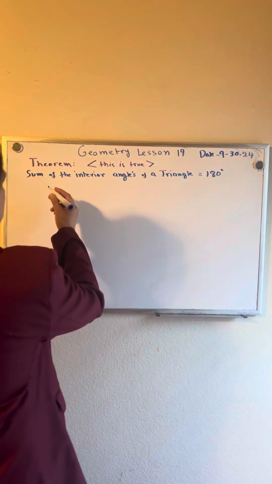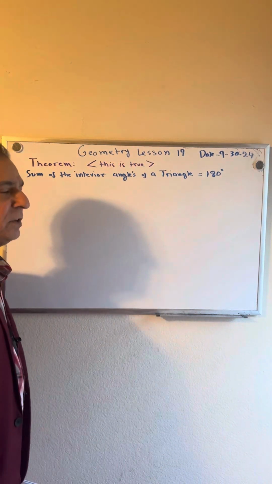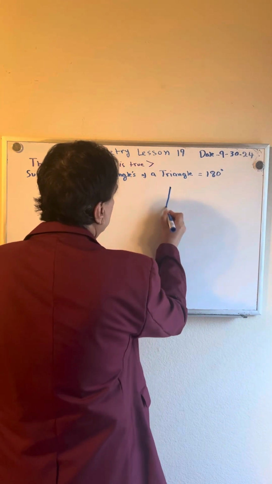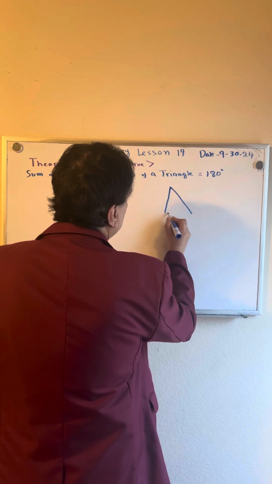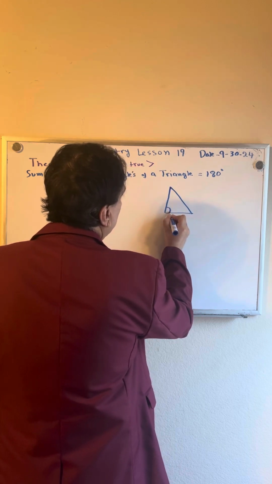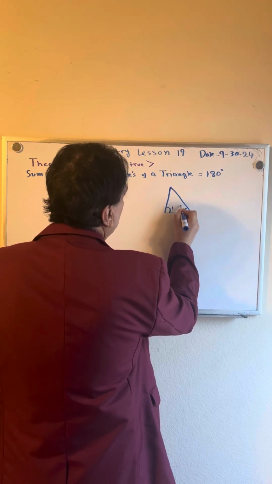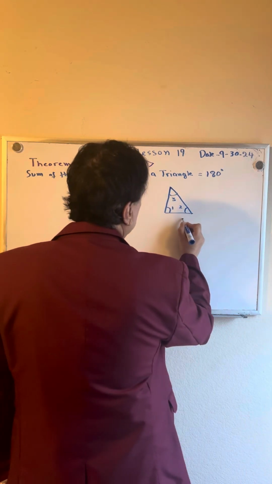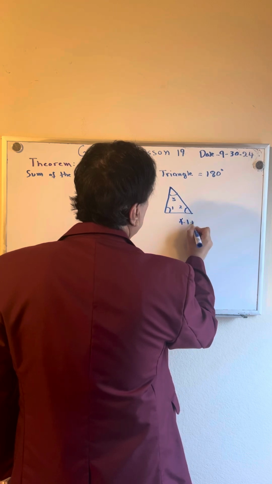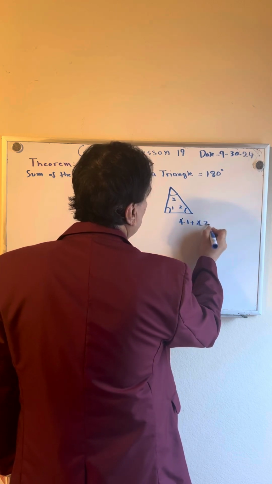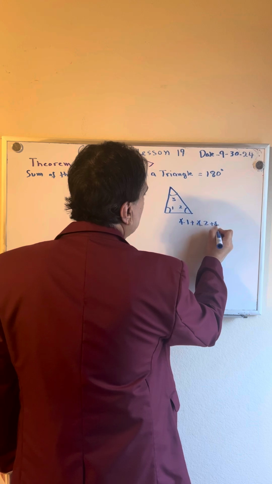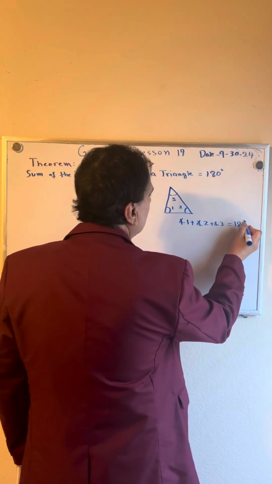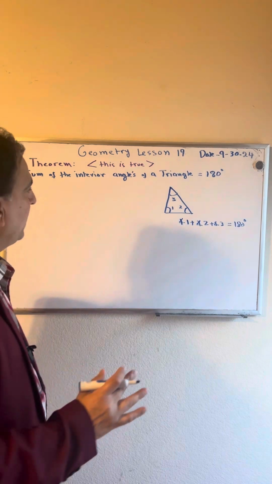So what do I mean by that? The sum of the interior angles of a triangle is equal to 180. What I mean is that, let's say I draw a triangle right here. This is angle 1, this is angle 2, this is angle 3. Then angle 1 plus angle 2 plus angle 3 is always 180 degrees, no matter the shape of the triangle.